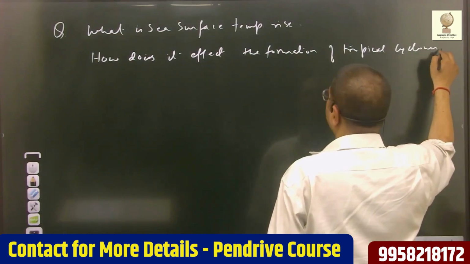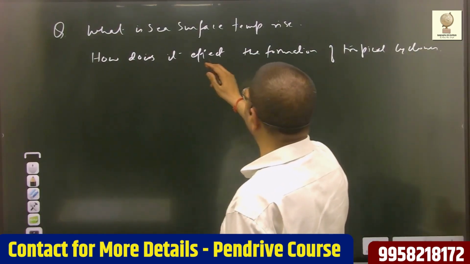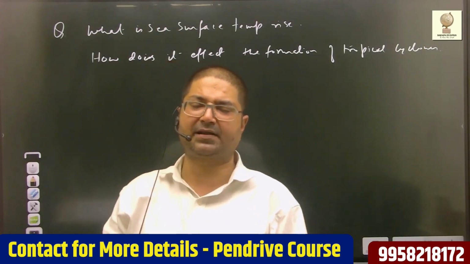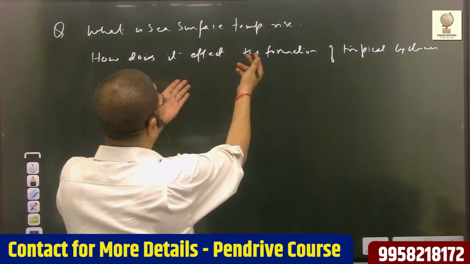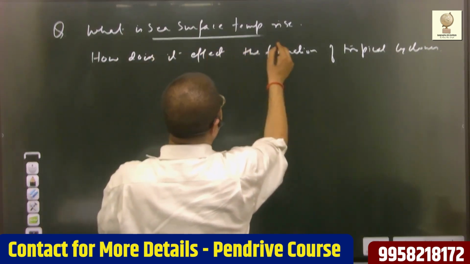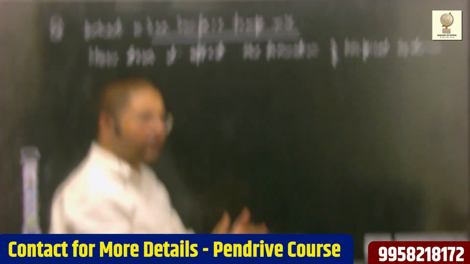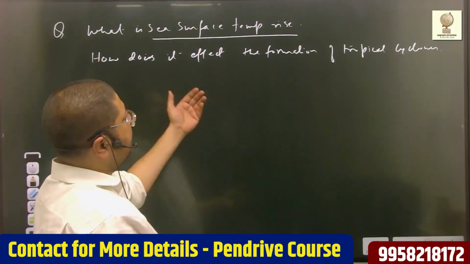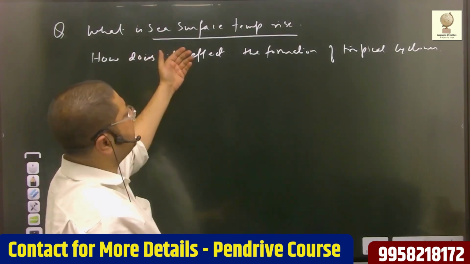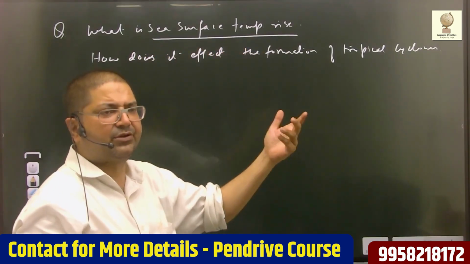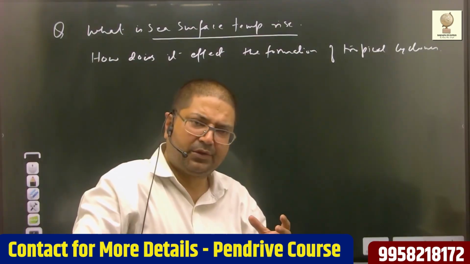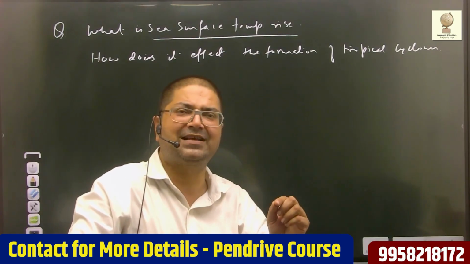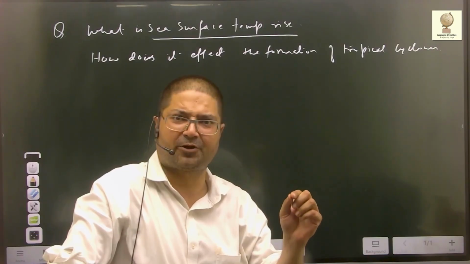तो फर्स्ट पार्ट इज व्हाट इज सी सरफेस टेम्परेचर राइज. वैसे तो ये क्वेश्चन अपने आप में ही थोड़ा सा अटपटा सा है. Sea surface temperature rise is the rise of temperature of surface layer of sea. आइडियल होना ये चाहिए था, what causes sea surface temperature rise. चलो क्या करें, यूपीएससी है मान लेते हैं. Sea surface temperature rise refers to rise in the temperature of surface layers of water.